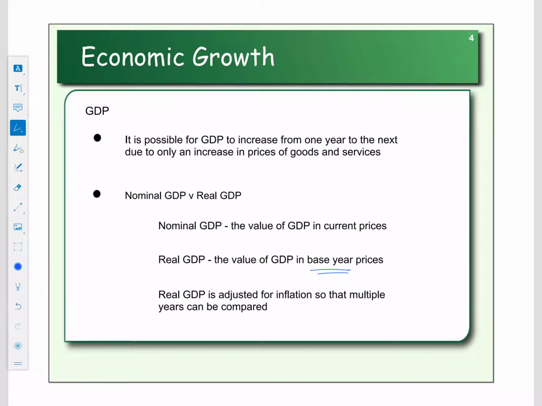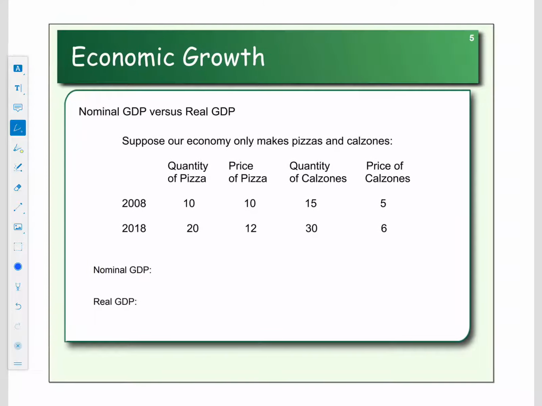So we look at real GDP, the value of what we produce, but we look at it in a previous year's prices so we can compare multiple years. So let's look at an example of how this works. Suppose that our economy makes two goods. We make pizzas and we make calzones.